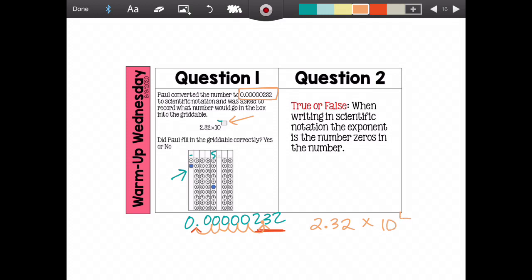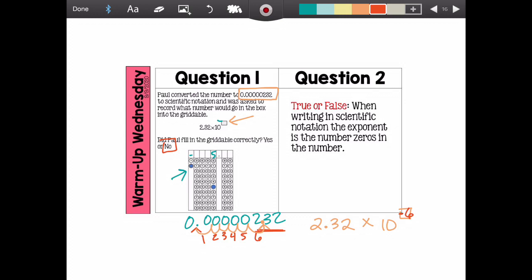Now I just need to figure out the exponent. We said we know it needs to be negative because we're starting with a small number. Let's count how many place values we moved: 1, 2, 3, 4, 5, 6. So here our exponent should have been -6. Let's look at what Paul put in. Paul filled in -5. So for this one, the answer should be no. Paul did not fill this in correctly. Again, he had the negative part right, but he did not have the exponent.